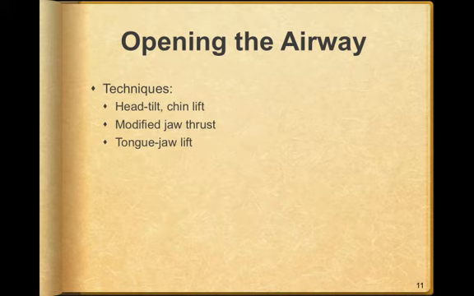Modified jaw thrust would be utilized on people with trauma. That's where you would actually pick up on the lower jaw area and push down on the upper maxilla area, and that would open up the airway, moves the tongue again off.